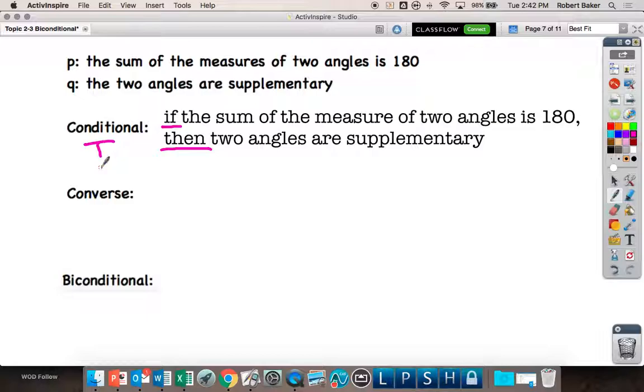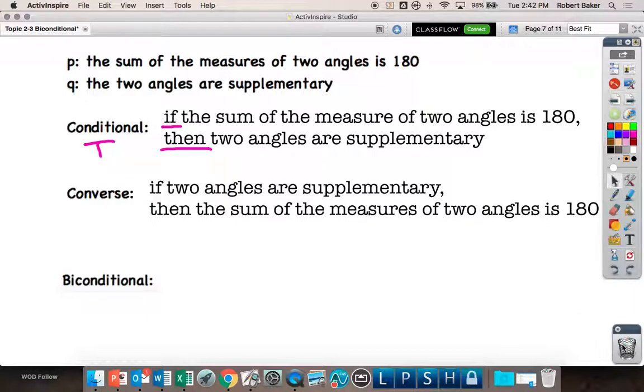So what is the converse of that statement? If the two angles are supplementary, then the sum of measures of the two angles is 180. So we just switch everything after the word if with everything after the word then. We switch those two things. If two angles are supplementary, then the measure of the two angles is 180 degrees.